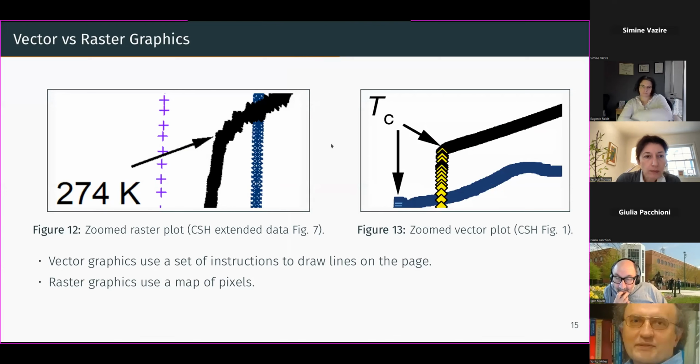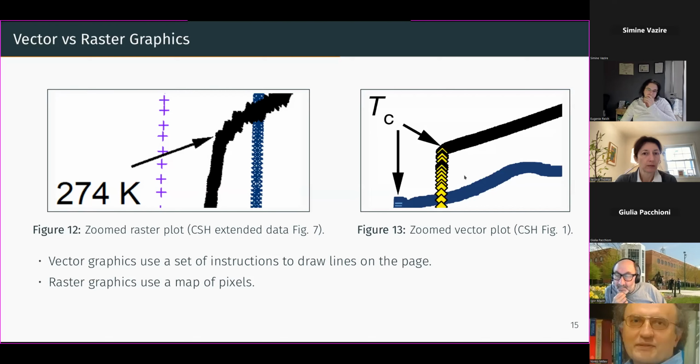So here you can see a contrast between a raster or bitmap plot and a vector graphics plot. They've both been zoomed way in. And so here, as you zoom way in on the raster plot, it gets kind of blurry, right? And this plot is just using kind of a grid of pixels to define the data. So there's no information about this blue curve that goes underneath this black data. There's no way that you can get at that blue data underneath this black curve.